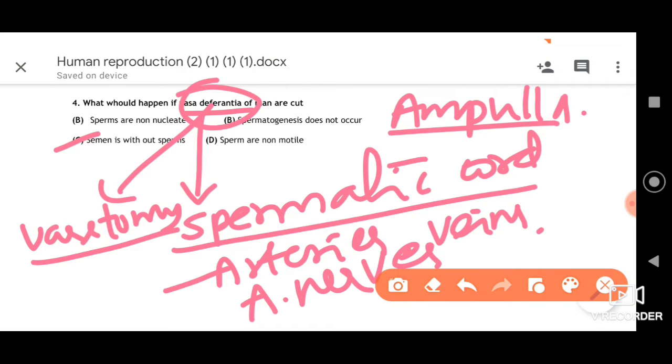So the ampulla is the storage site of the sperms along with the semen before ejaculation. So here, if the vasa deferentia is cut, the sperms will not reach the storage site, and rather the semen will be without sperm. So you have to go for option number 4, that is your right answer.